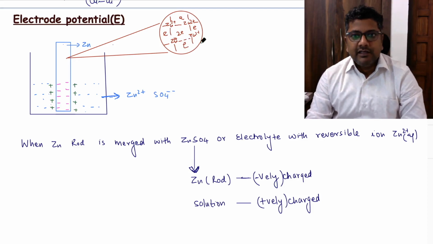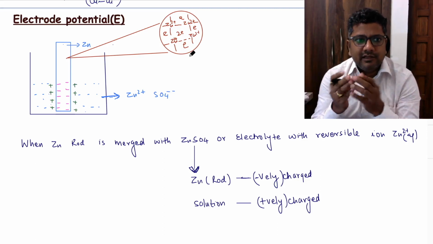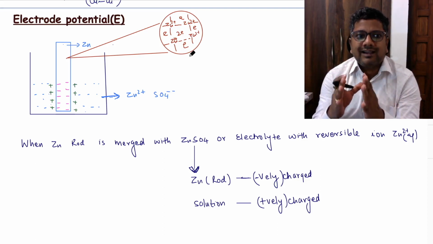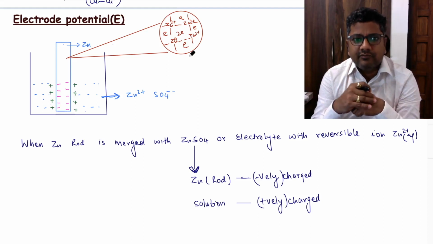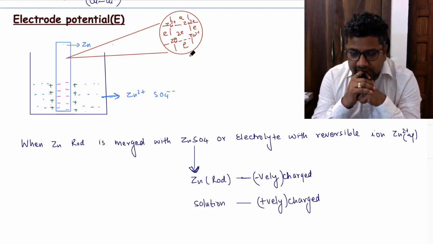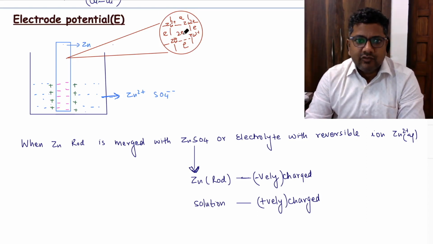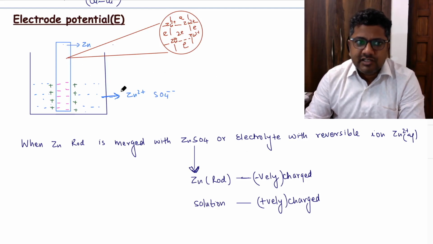But remember, these electrons are not spontaneously released from the surface. They are still in the force of attraction with the zinc ions. So this is called metallic bonding. All of you must be aware. So these are the electrons and Zn2+ ions. So what is happening when this zinc rod is placed in zinc sulfate? There must be some oxidation reduction process going on.